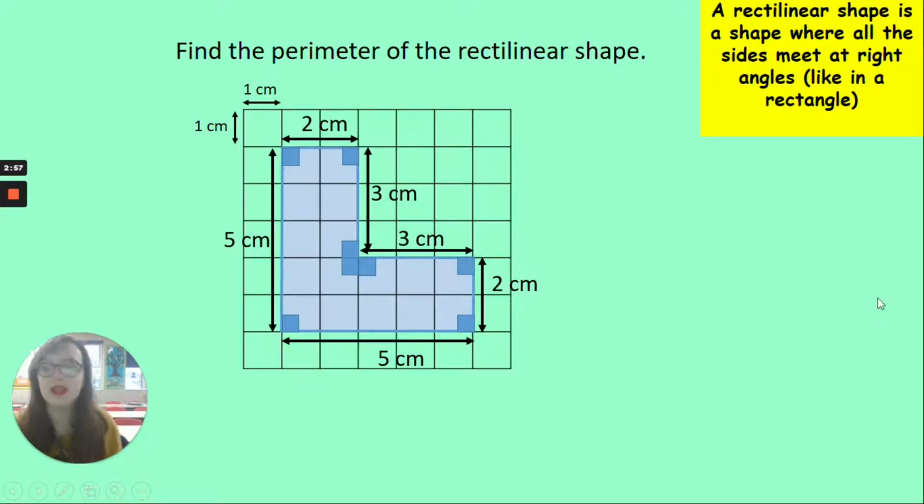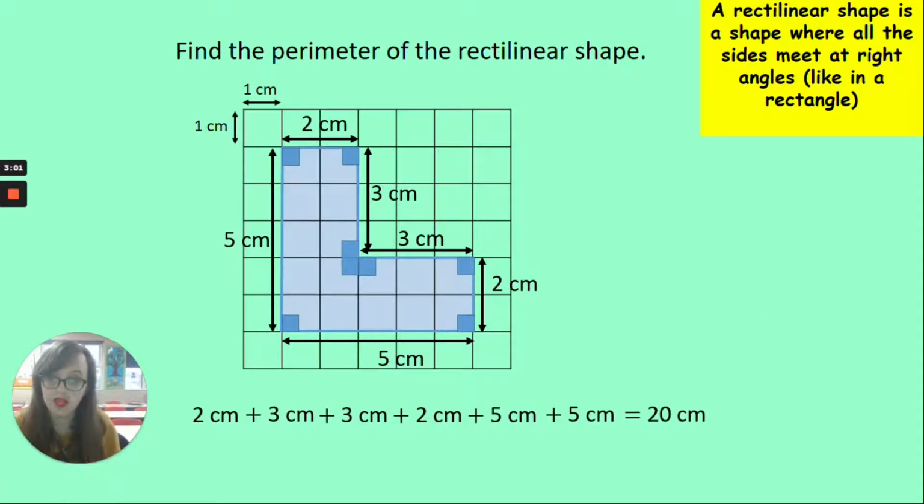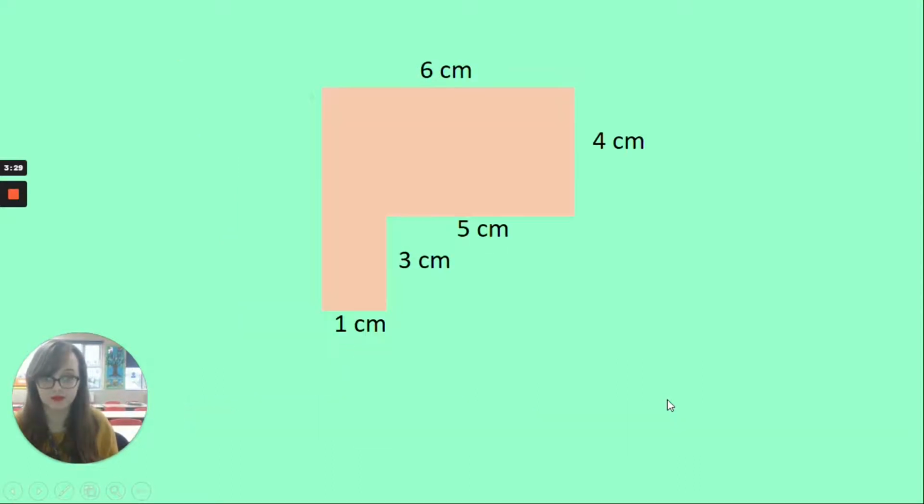Now that we know the size of each of the sides, we just need to add them together. Do this very carefully. Lots of you found this difficult on Friday because you weren't adding them correctly. You were missing some out, or your calculation was incorrect. Make sure you go slow and you check your answers. But when we add these up, 2 add 3 is 5, 5 add 3 is 8, 8 add 2 is 10, 10 add 5 is 15, and 15 add 5 gives us 20. I'm able to do that in my head. I recommend you write it down on paper and do a column method to work it out.